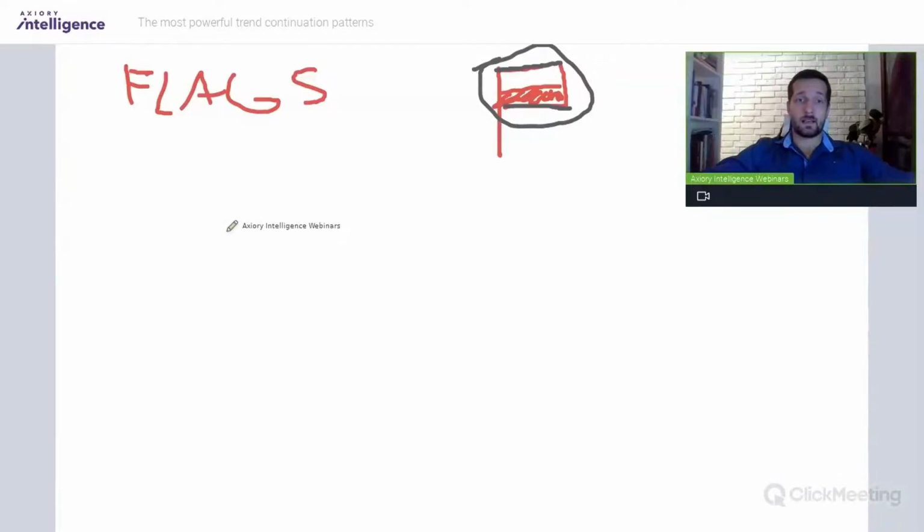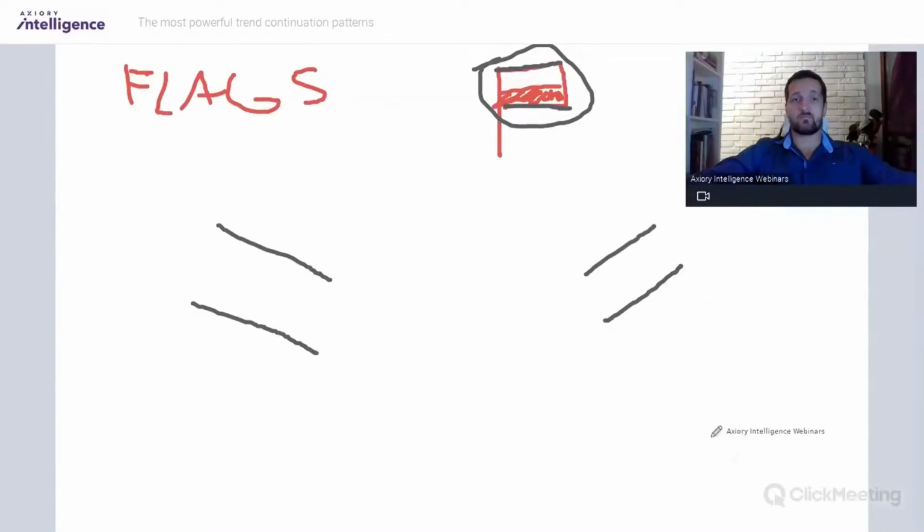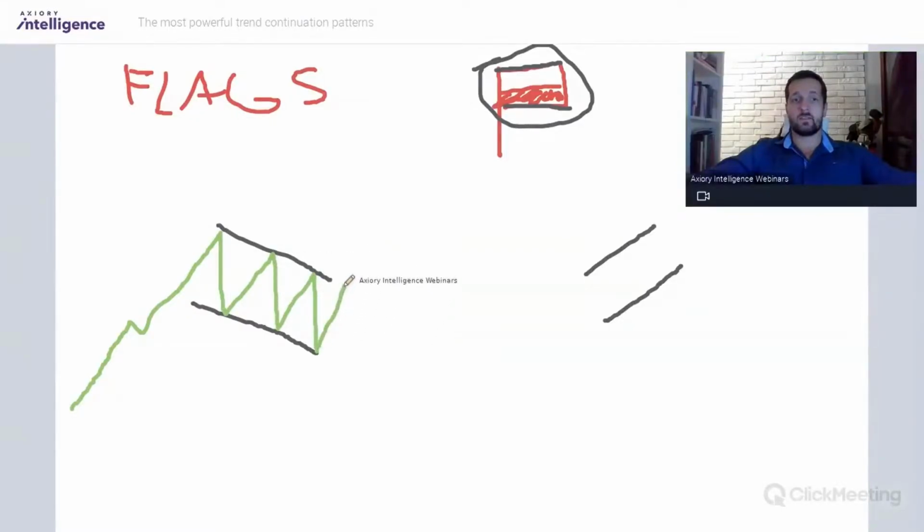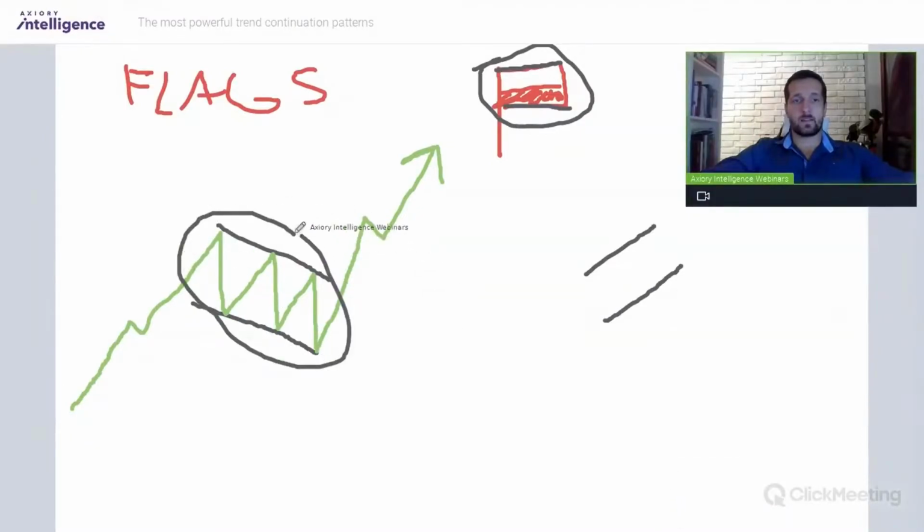So flag is pretty much this or this. What's that? Let me explain you. We have an uptrend and price is entering a correction. Price moves like this, then eventually breaks the upper line of the flag and goes with a correction. And this, my dear friends, is a flag.